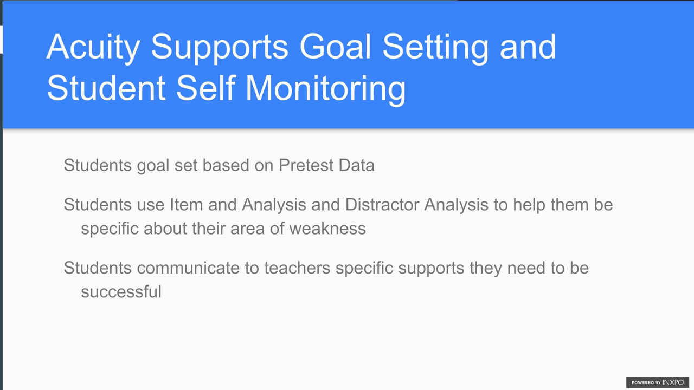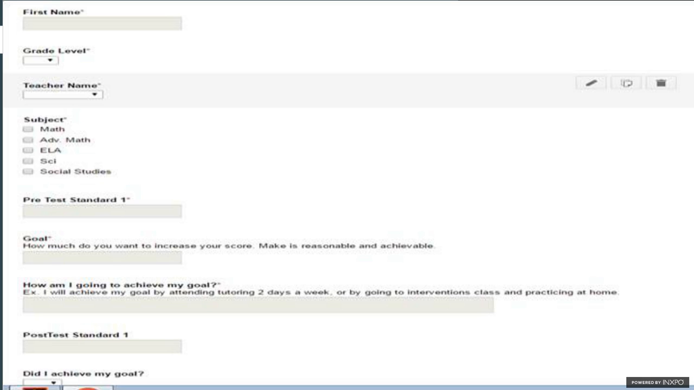And so we've been doing this for a while, and so our students have a very clear picture of what we want as far as goal setting and their self-monitoring. So we've trained them to do that, and Acuity just continues to help us with that. So here's an example of what we do for goal setting. It's very simple. We use Google Forms to do that. It goes through and we get all the students' information. We have everything that we need. And we want to know how did they achieve their goal, what was the standard that they were working on. And Acuity kind of gives us that. Those little formative pieces give us that.